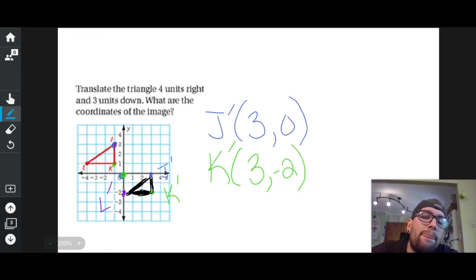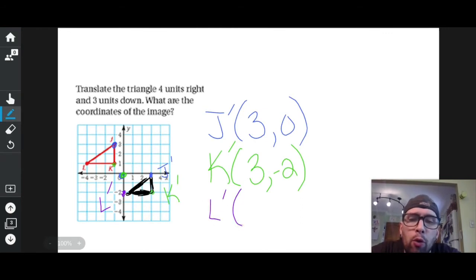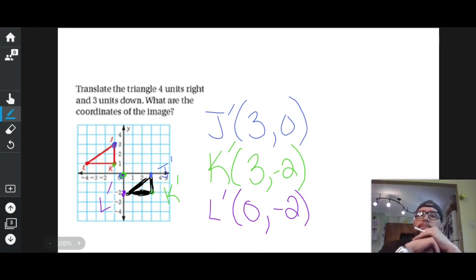How about L? Where do I move left or right? Well, it looks like I don't move left or right from my origin, so that's going to be a 0. And then I move down 2. And there you have it.